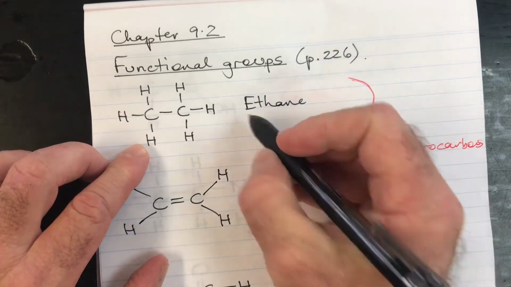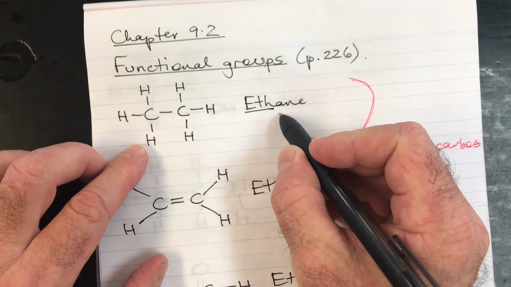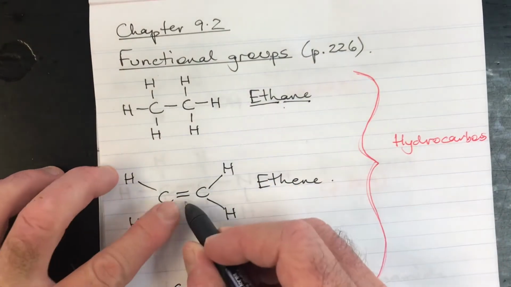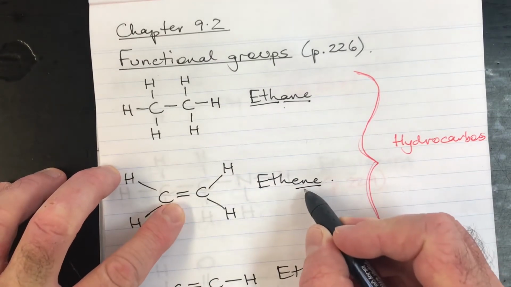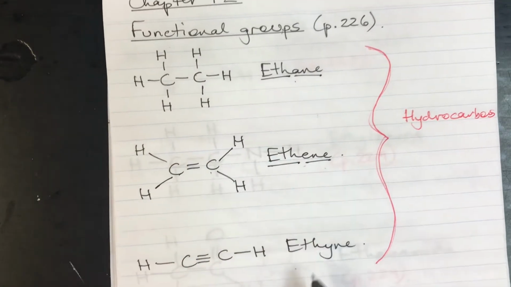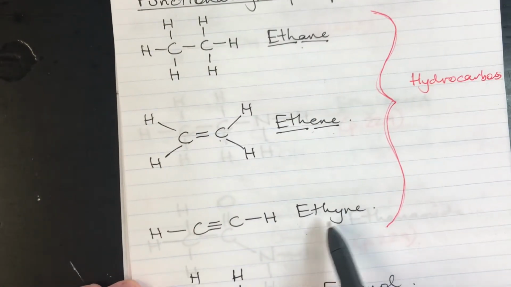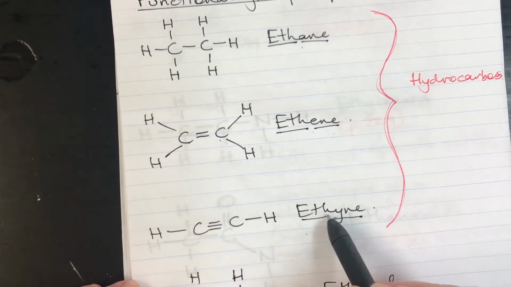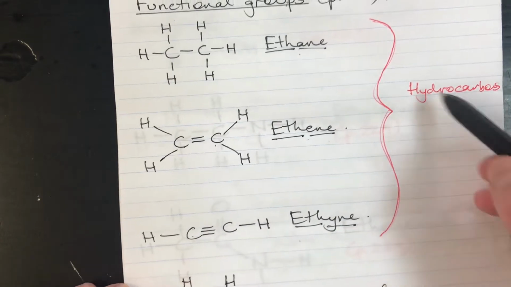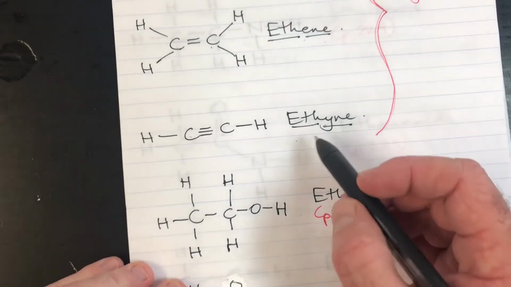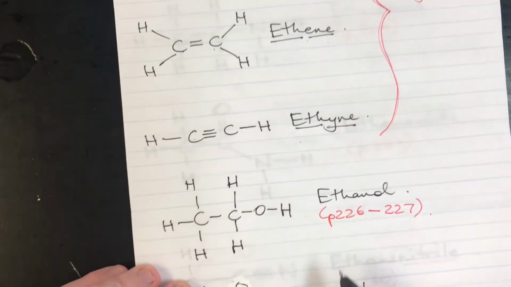2-carbon hydrocarbon starts with eth, finishes with ane because it's got single bonds. This has got a double bond, so it has the suffix -ene. Starts with eth still because it's got 2 carbons, so ethene. And same story with ethyne. So it's got a triple bond, suffix -yne, prefix eth, 2 carbons. So these are just the hydrocarbons. But let's get a quick overview of this next section from the point of view of the eth family.